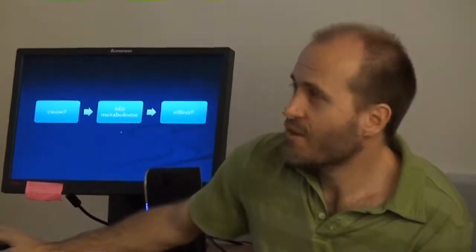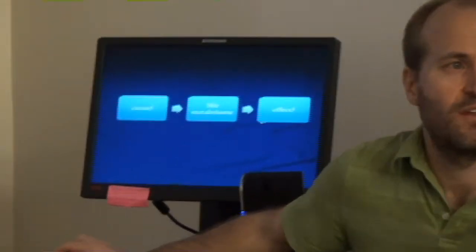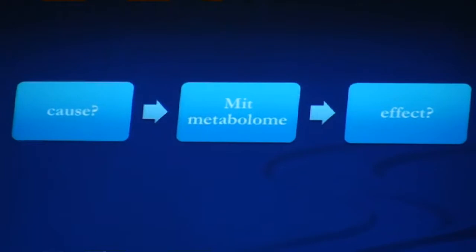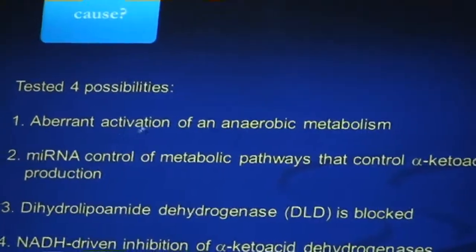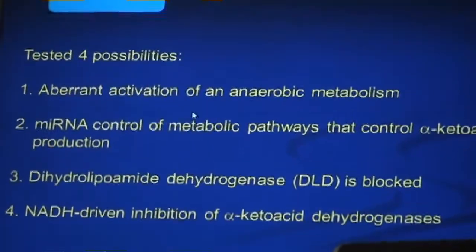So we've got evidence that there's something unique about these animals. What's the cause and what's the effect? Is there any effect? We know the punchline already. The answer is yes, but let's have a look at that. So we tested four possibilities. I'm going to skim through these, and I'm going to focus mostly on these.